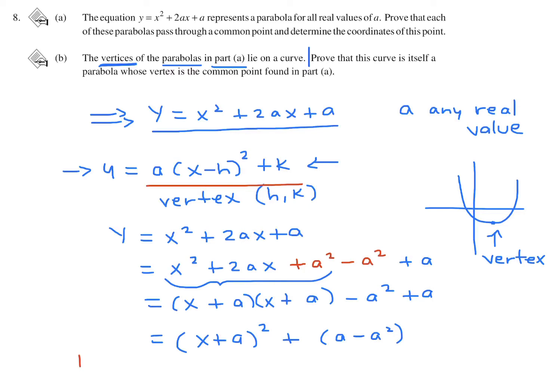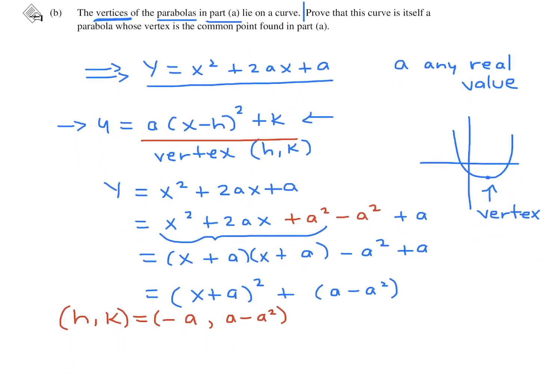What is h, k in our scenario now? Look at it carefully. h is minus a, and what's k? a minus a squared. Correct? So I hope you understand that. All right. If you understand it, let's move forward. So now, this represents the form that all vertices have. Minus a for h and a minus a squared for k.